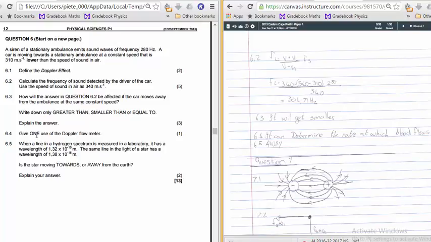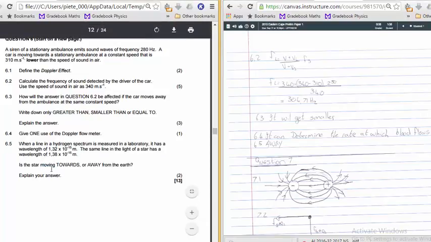Question 6.3, give one use for a Doppler flow meter. It can determine the rate at which blood flows. Yes. Okay, that's a good example. Question 6.5. When a line in a hydrogen spectrum is measured in a laboratory, it has a wavelength of that. The same line in the light of a distant star has a wavelength of that. Is the light moving towards or away from us?